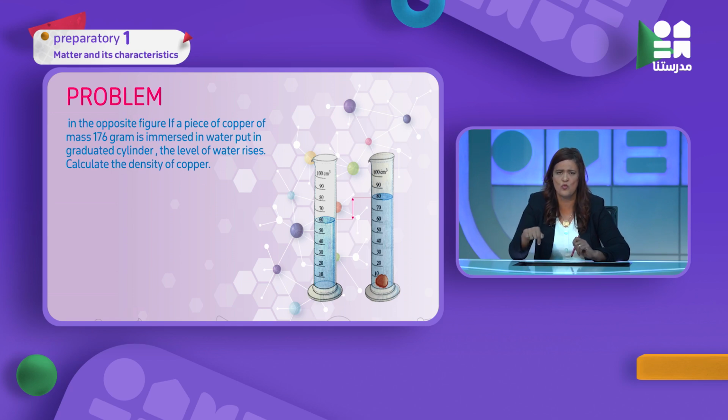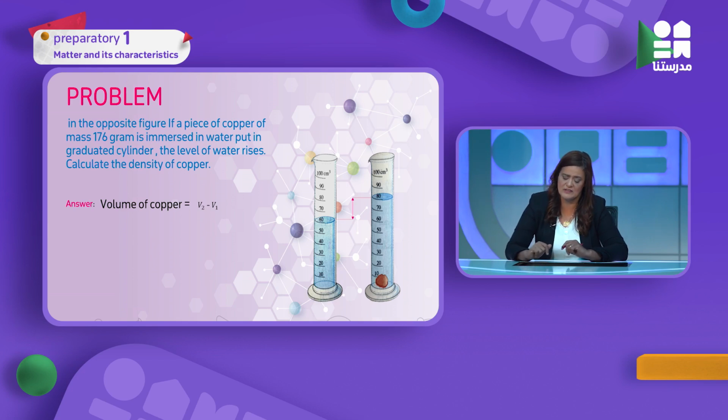يعني هحط جواه piece of copper بالظبط كام؟ 176 gram. And then I will measure the volume again. It will be 80. يعني نشوف كده ال volume of the copper V2 minus V1. Which one is V2? V2 is 80 centimeter cube.